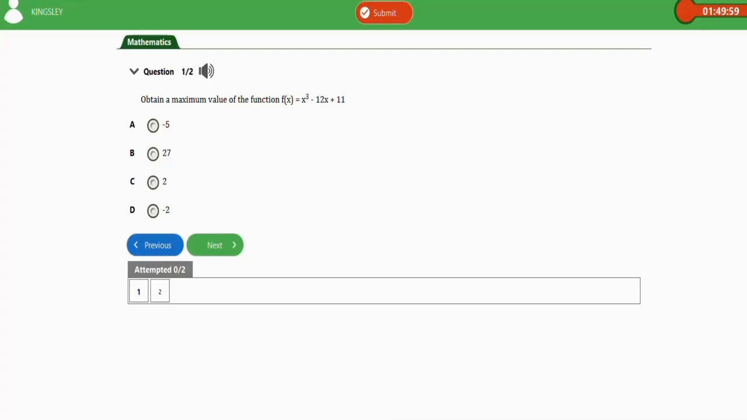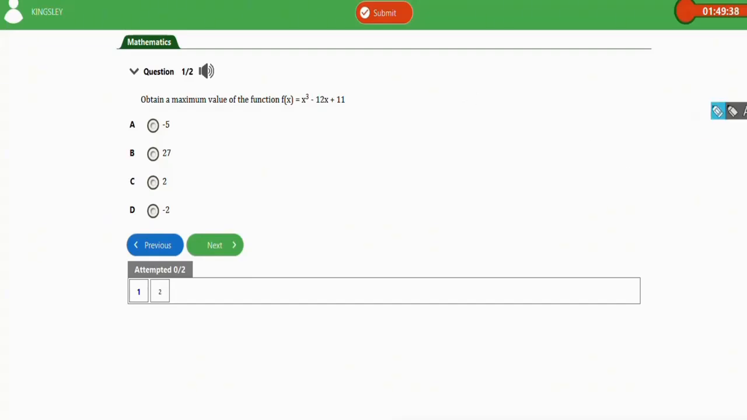In this video, we're going to learn how to solve problems involving application of differentiation. For JAMB Maths, we're going to practice with 2 repeated questions for this topic. So let's get started with the first one I have here. It says, obtain a maximum value of the function f of x equals this expression.